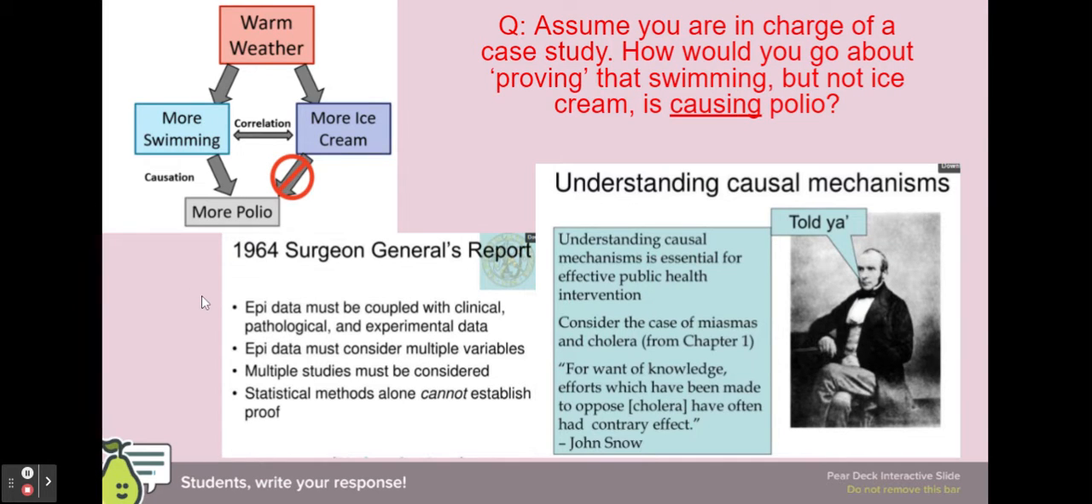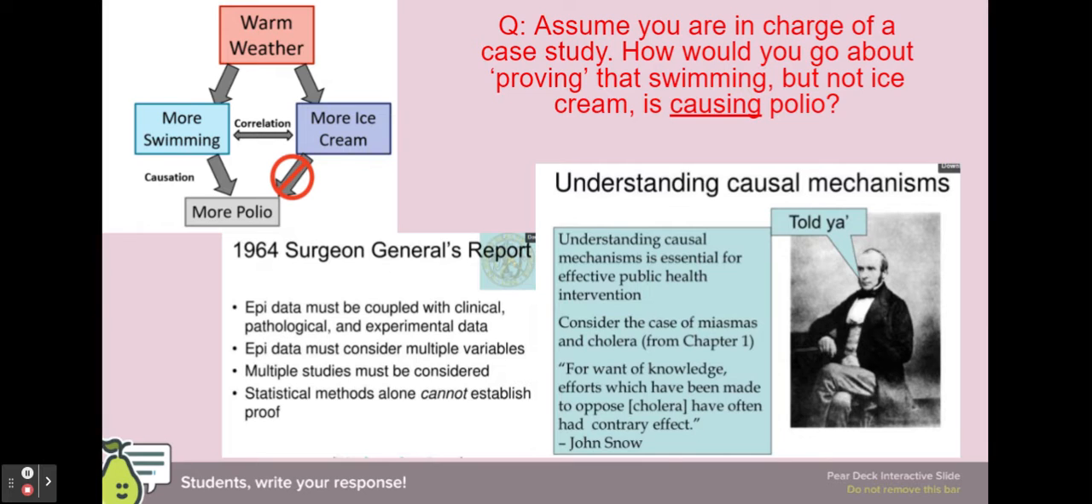In 1964, the Surgeon General issued a report talking about how we can determine some of these relationships and how we can do clinical trials and use basically experimental data. Observational trials and experimental trials, we'll talk about the differences in our next class. So epi-data must be coupled with clinical, pathological, and experimental data. It has to consider multiple variables. Multiple studies need to be considered, and statistical methods alone can't establish proof. We need more.